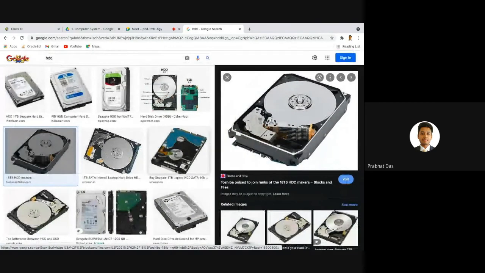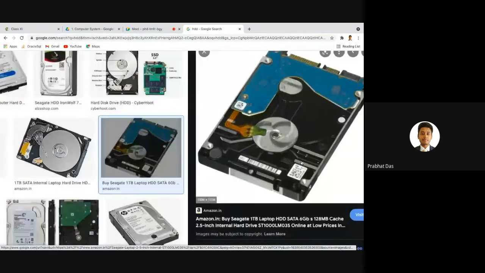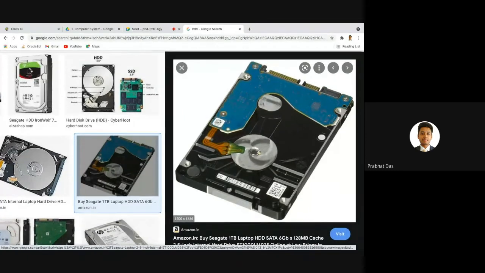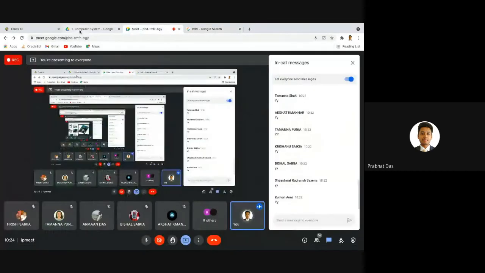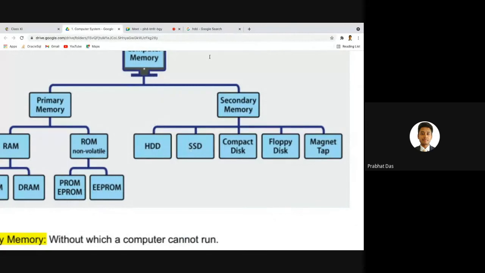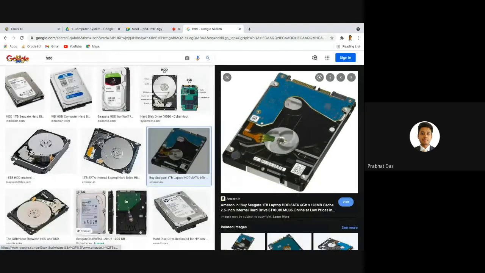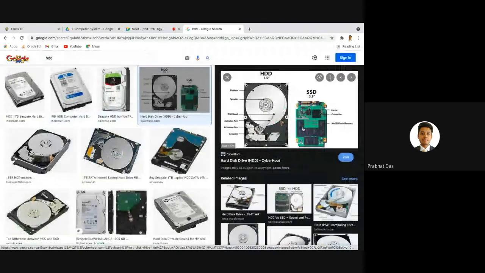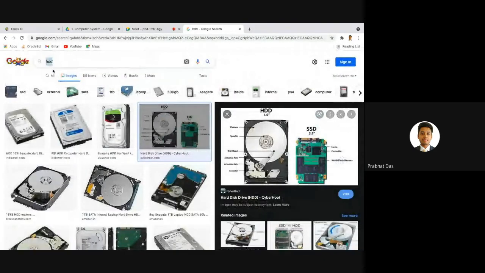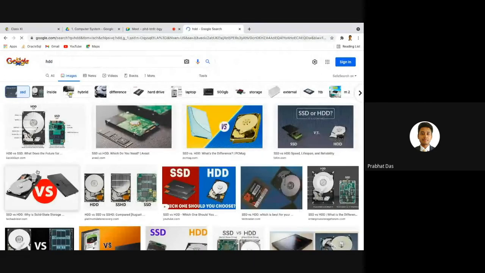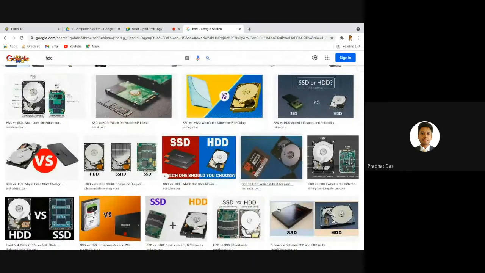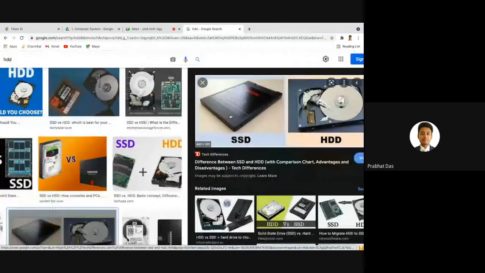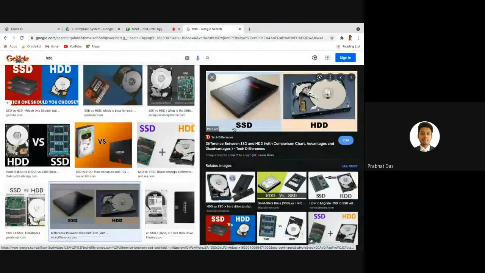But the hard disks that are installed in your laptops are of this much dimension. And the next device that we have is SSDs. The inner look of an SSD is something like this. But if you see the outer look of an SSD, it will look something like this. Very clean, neat. So this is what an SSD looks like.